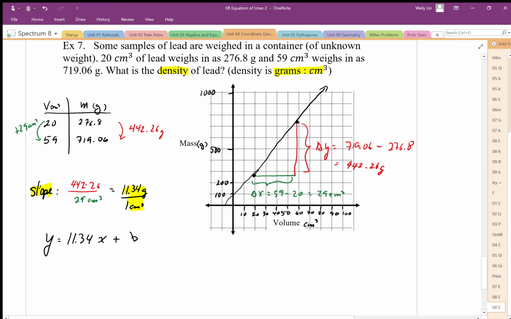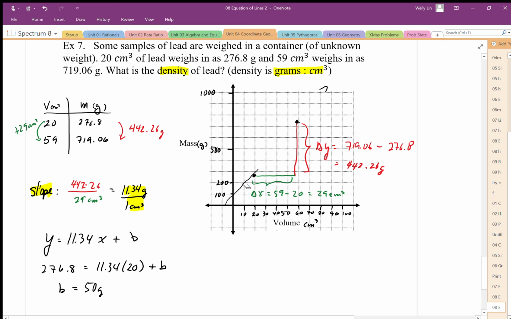Plugging it in, we're going to plug in any pair. I'm going to use 276.8 grams is equal to 11.34 times the number of cubic centimeters, which was 20, plus b. Calculating b, we end up with 276.8 minus 11.34 times 20, and we end up with 50 as our b value, plus 50 grams.